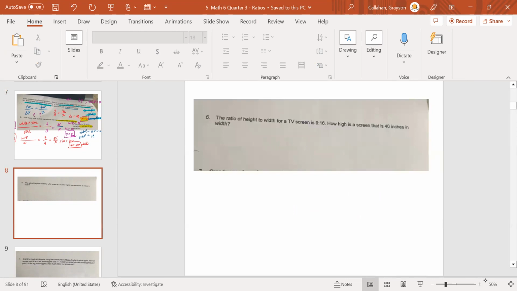For question number 6, the ratio height to width for a TV screen is 9:16. So here is your ratio proportionality. Your ratio proportionality is going to be the height of a TV to the width of a TV, and that's equal to 9/16. How high is a screen? So X is high. High means height.